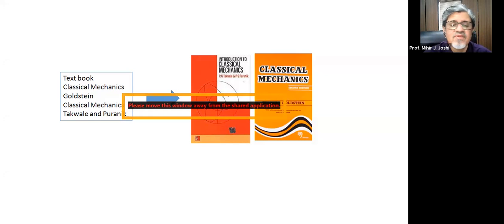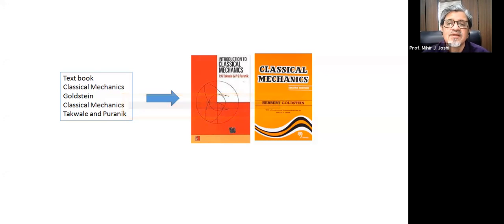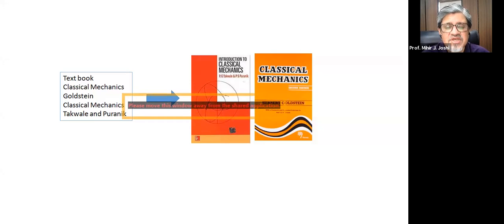So Goldstein is a very standard international book, but the language is tough. So many times students refer to Classical Mechanics by Takwal and Puranik. Takwal and Puranik is written on the basis of Classical Mechanics by Herbert Goldstein, but the language is much simpler, and it is digestible to our students. So two books are there. The standard book is Classical Mechanics by Goldstein. Another book is Classical Mechanics by Takwal and Puranik.